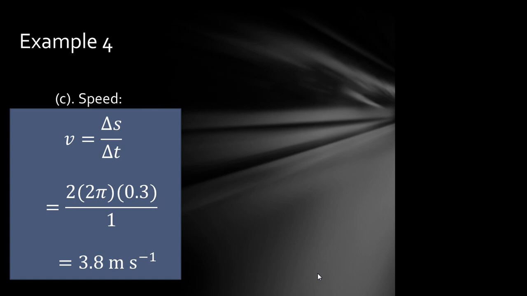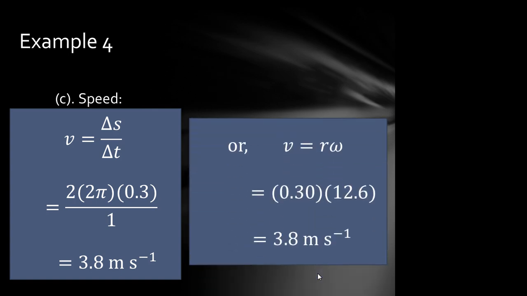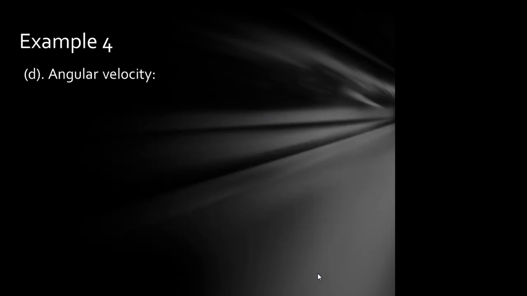Alright, pretty cool. You could also use v equals to r omega. Those of you who were a bit more sharp, you noticed that you calculated omega earlier. So you can just take it, multiply by the radius to get the same answer. Okay, of course you must get the same answer because they're the same physics. Okay, good job.